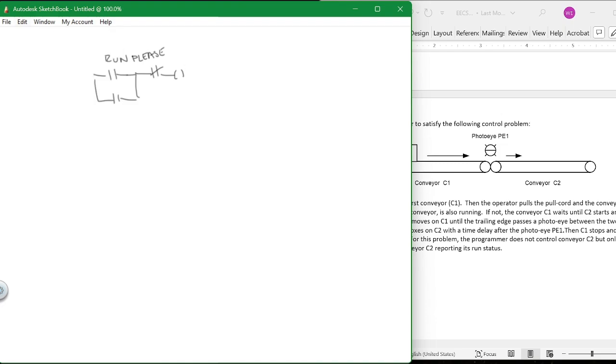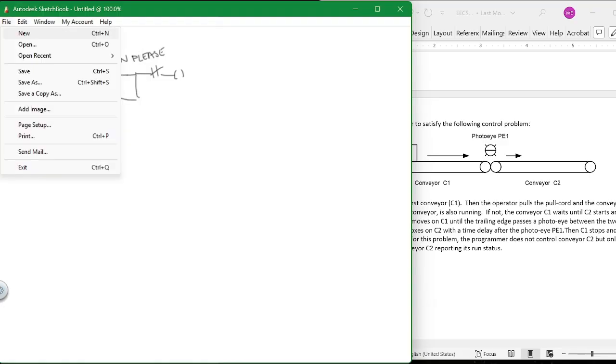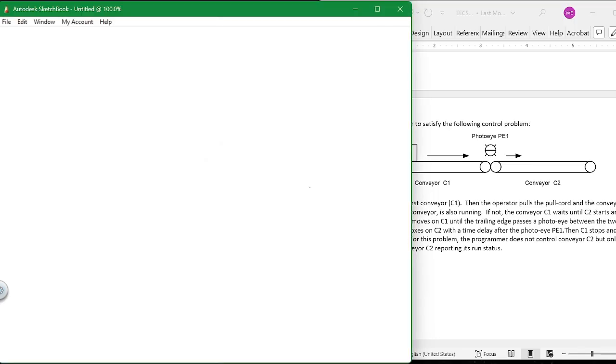The push button is just the push button. The coil is the one that says, please run C1. That's this seal circuit right here. Please run C1.